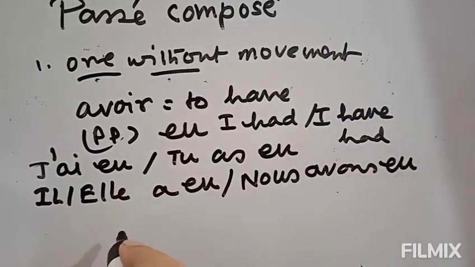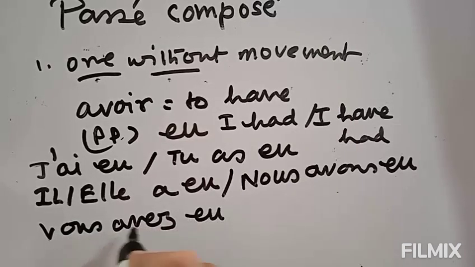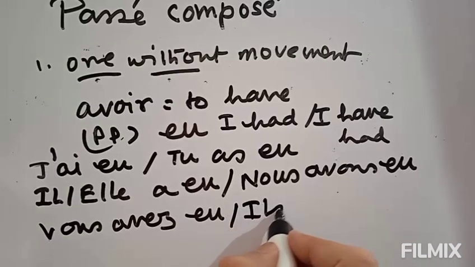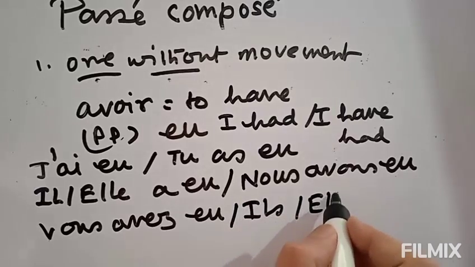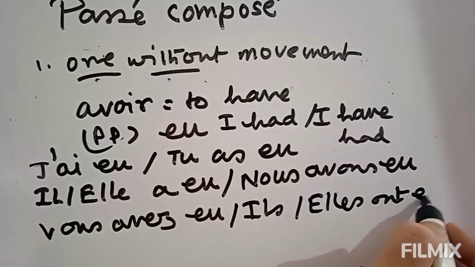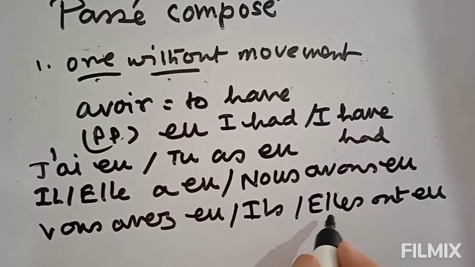Perfect. Okay. And similarly, the other conjugation, say nous. Now, vous avez eu. You had or you have had. Okay. Il or elle, ils ont eu. That means they had or they have had. This is the total conjugation.